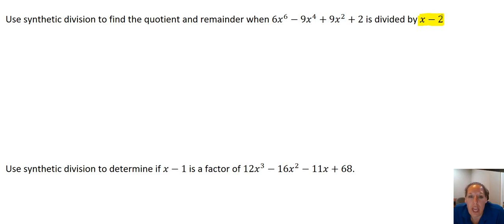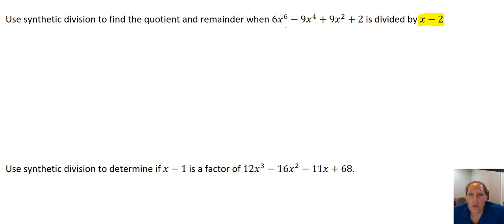So for the example that we have here, we're going to divide 6x to the 6th minus 9x to the 4th plus 9x squared plus 2 divided by x minus 2. And that x minus 2 has to be x plus or minus a constant in order to do division using synthetic division. If that's anything else, then polynomial long division is the approach that you most likely want to take.